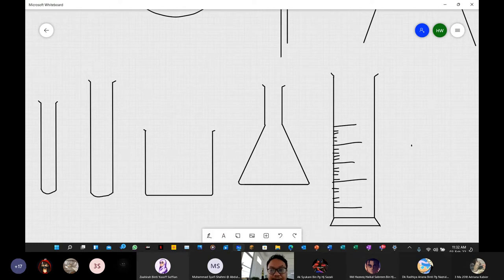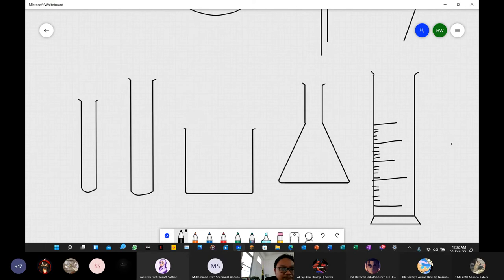Last time you lose mark because you draw a line on top. So there is an opening. If you make a line on top like this, ada tutup di atas, you automatically get it wrong. So the important one is that make sure it's not covered.